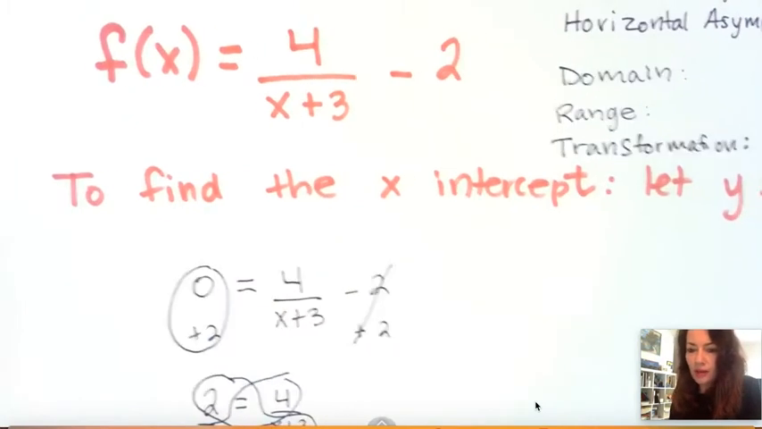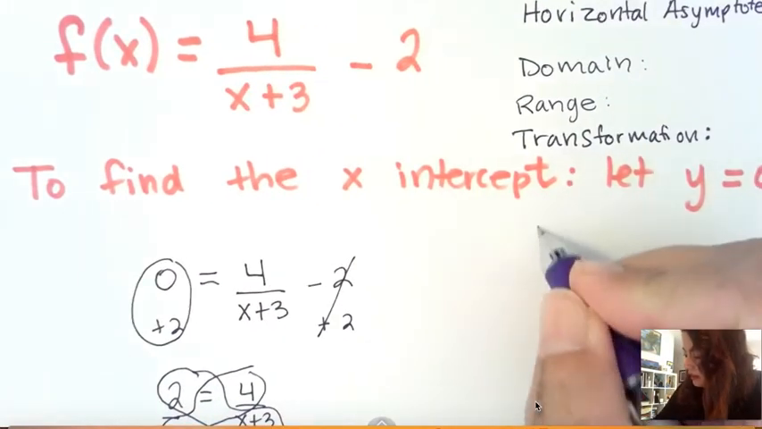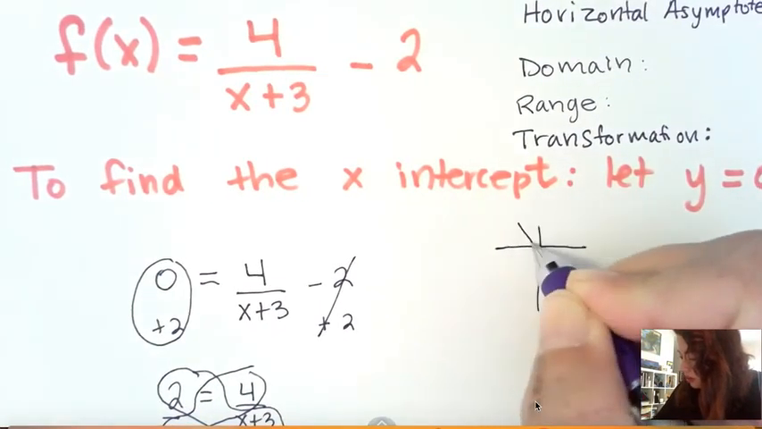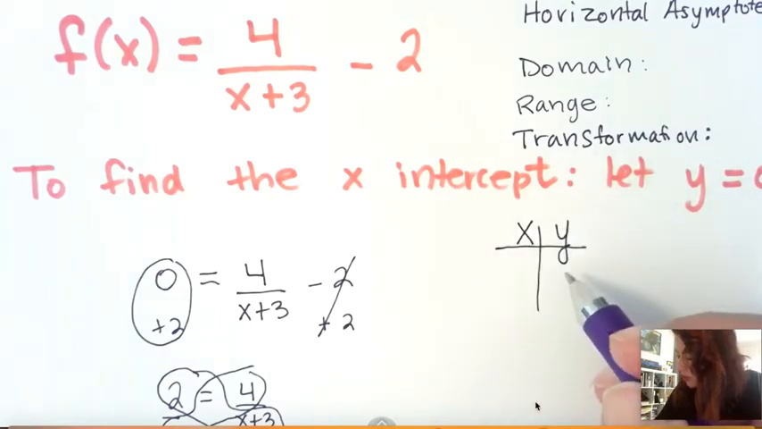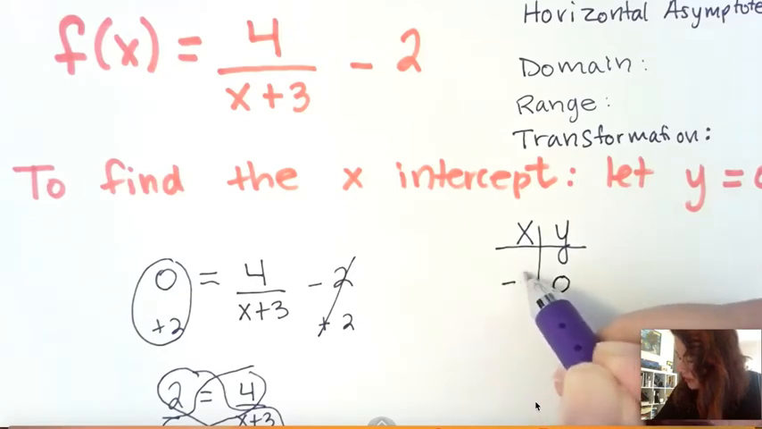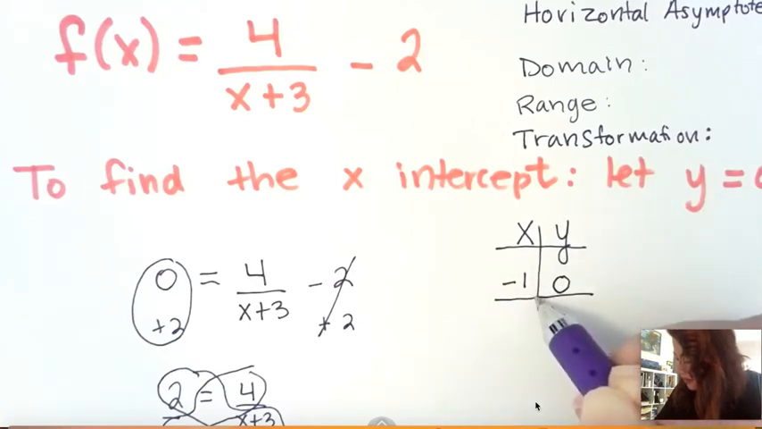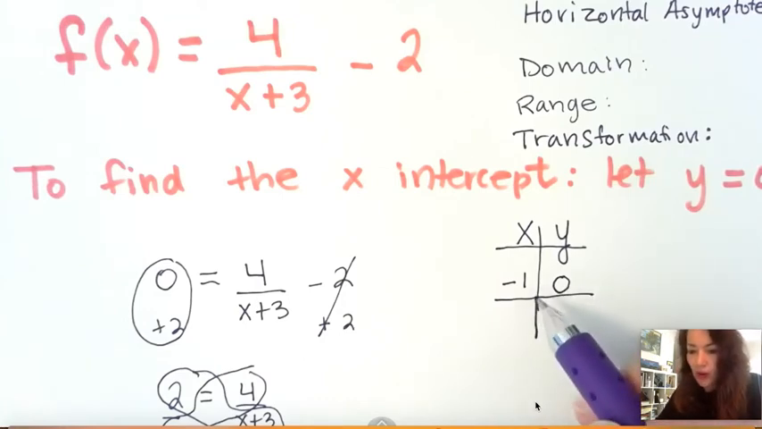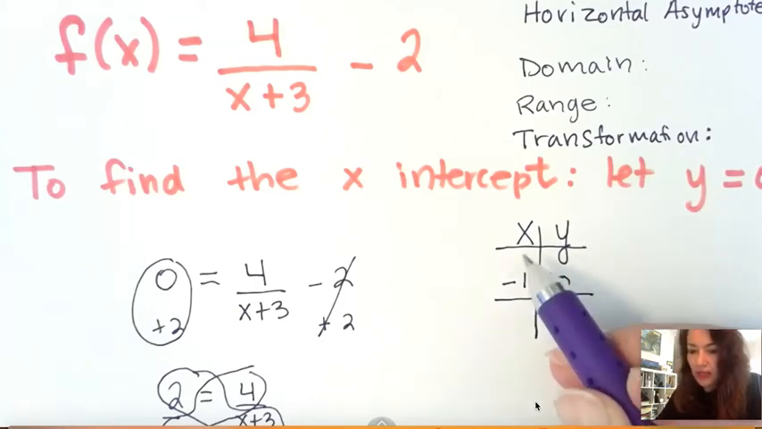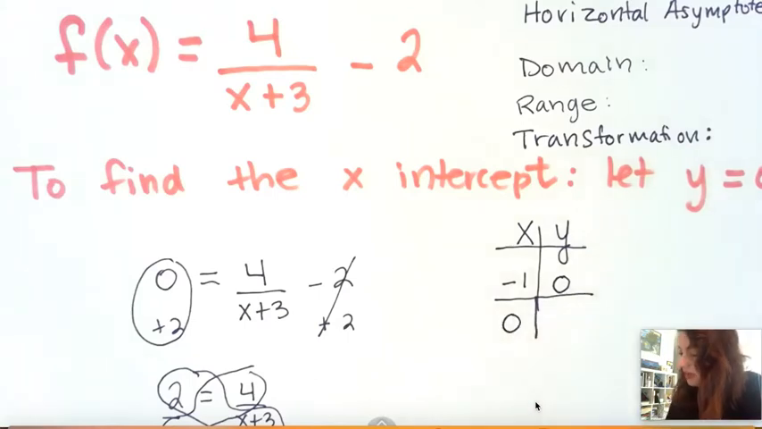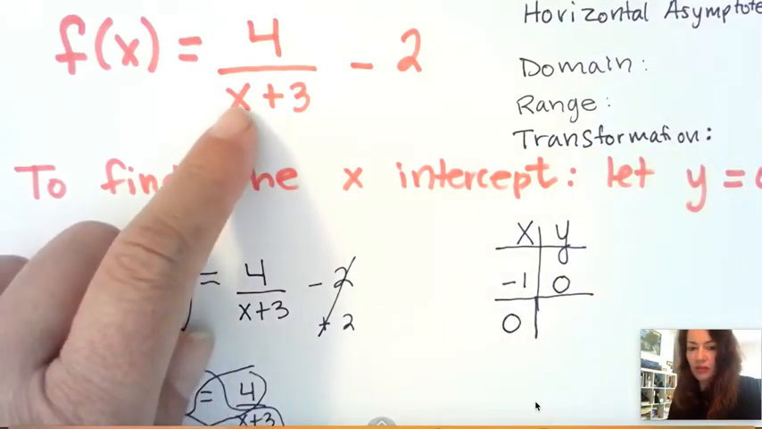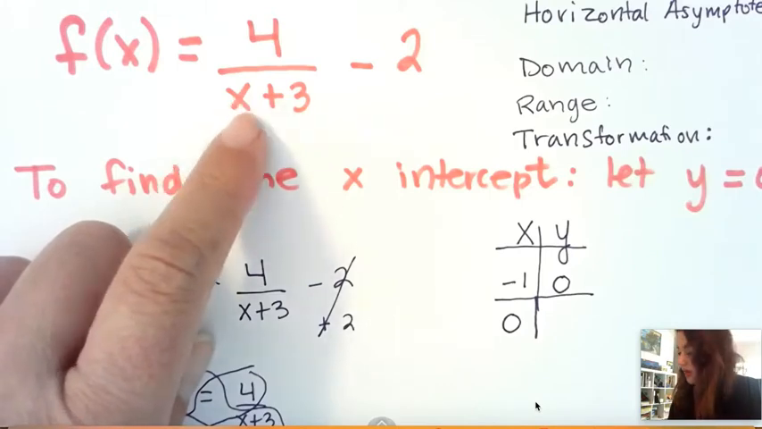So let's go ahead and make a table and do the same thing for y. So our x-intercept is when y is 0, x is negative 1. Let's go ahead and find our y-intercept, where our y-intercept is going to be when we plug in 0 for x. So I'm going to plug in 0 into this x value.